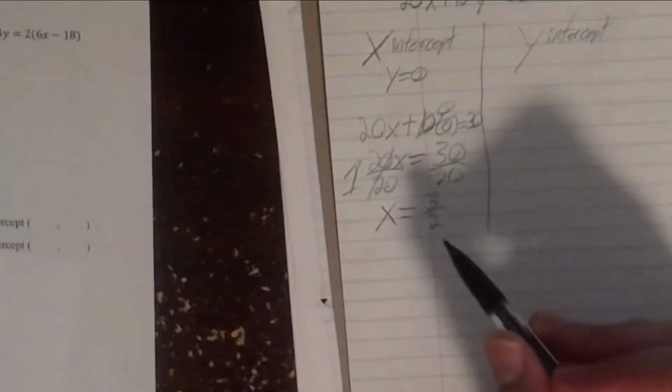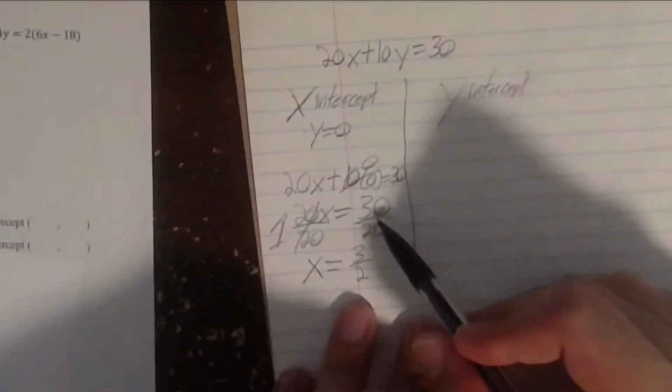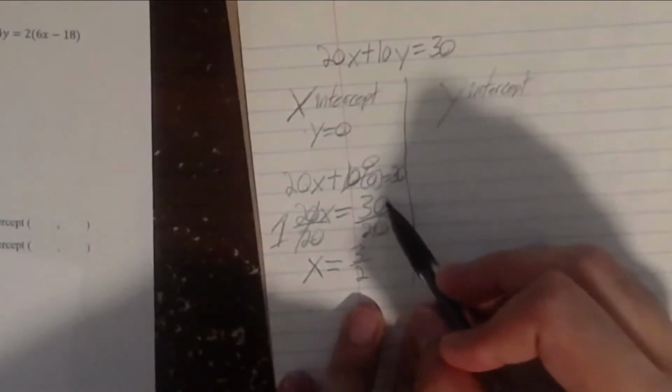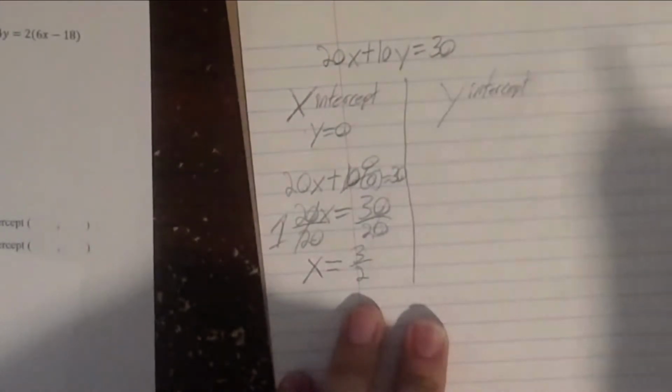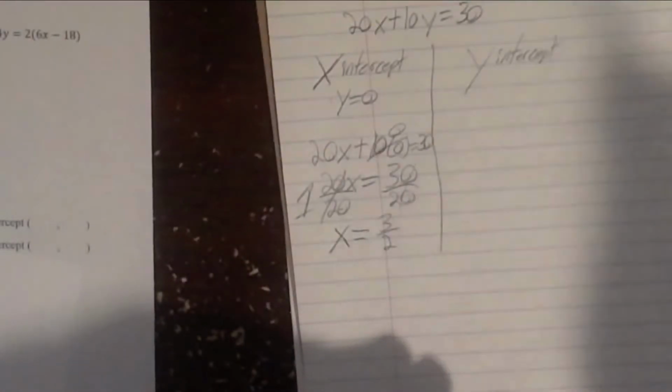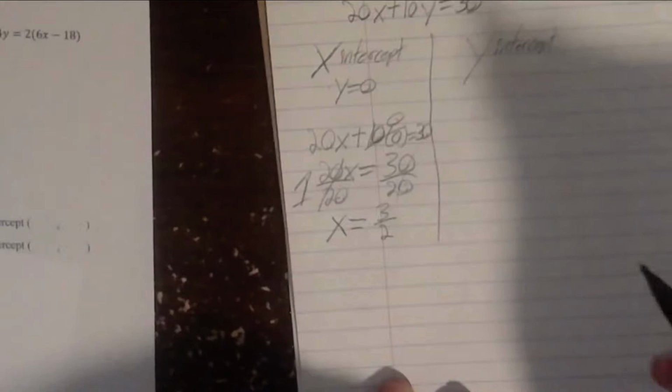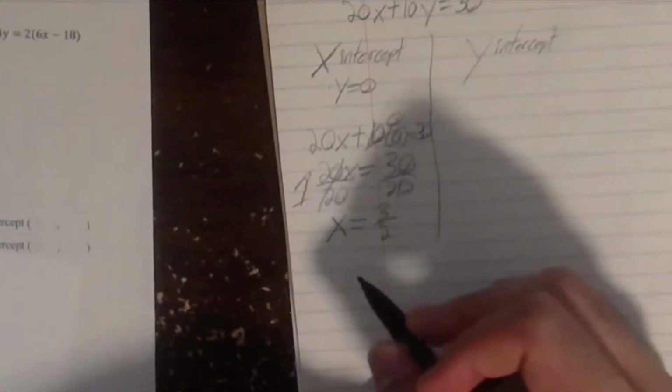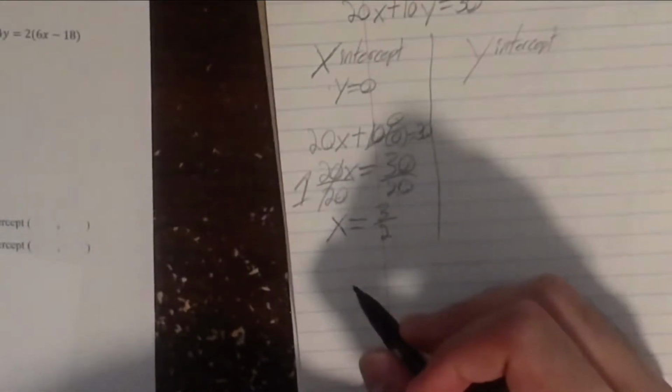You could put this in your calculator, or you could just leave it as 30 over 20, but I recommend you simplify it. Usually you would have to simplify your answers, especially for x and y intercepts. It makes the most sense to do that. It looks a little off when you don't.